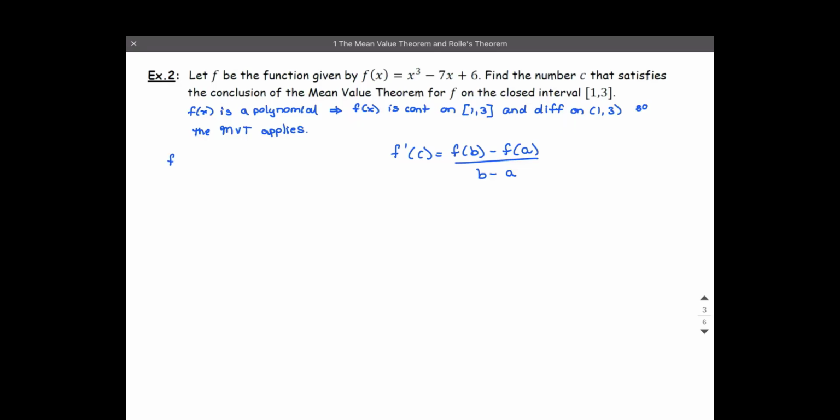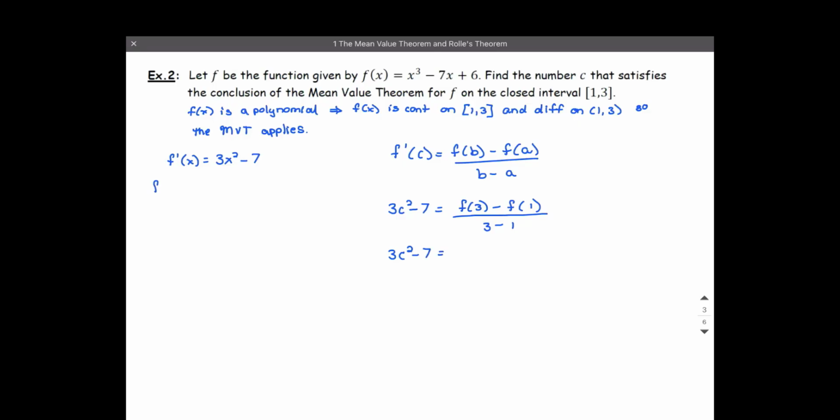So I need to find my derivative here. F prime of x is, the derivative of x cubed is 3x squared, minus the derivative of 7x is 7, and the derivative of 6 is 0. So f prime of c then would be 3c squared minus 7 equals, now we need to find f of b, which would be f of 3 minus f of a is f of 1 over 3 minus 1. So we still have 3c squared minus 7.